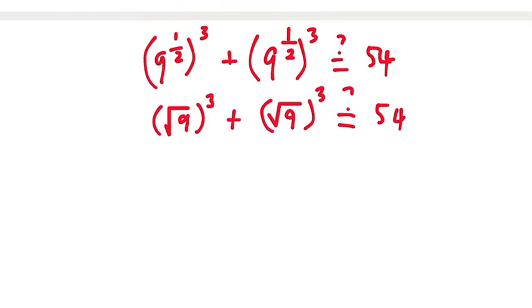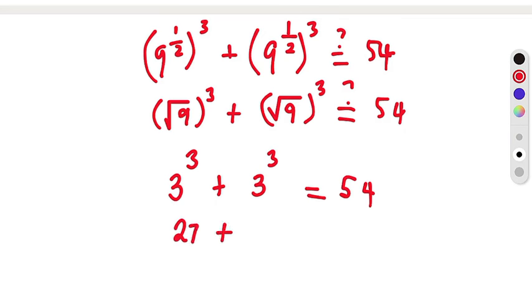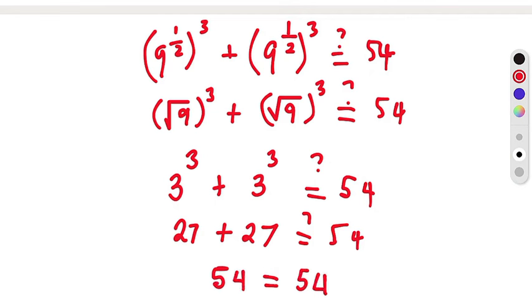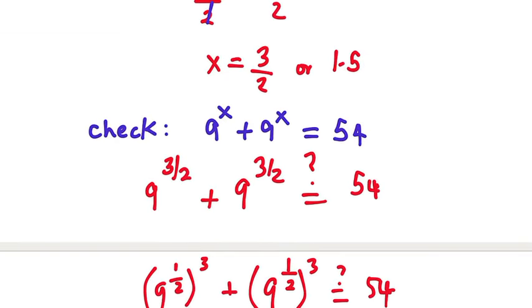Okay, so moving on, the square root of 9 is 3, to the power of 3, plus the square root of 9 here is also 3 to the power of 3. We have what? We have 54. So 3 to the power of 3 is 27, plus 27. Will this give 54? Now let's look at this. 27 plus 27, you can see that we have 54 equals 54. So we show that x equals 3 over 2 or 1.5 is the valid solution to the problem.